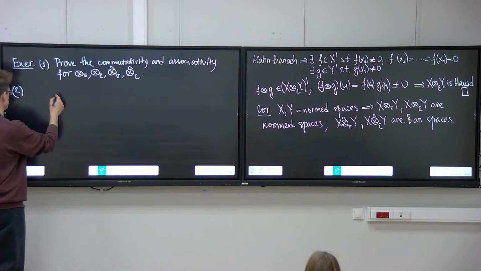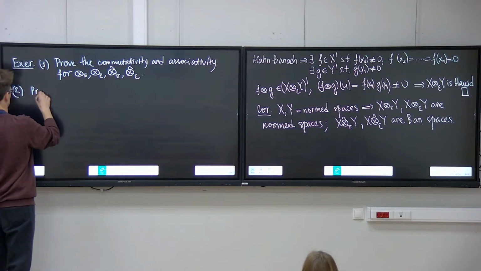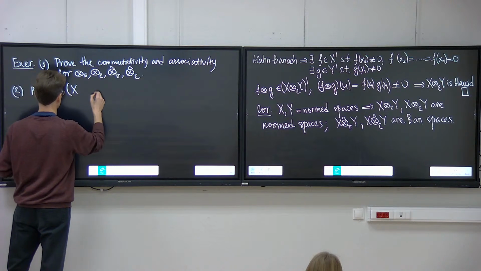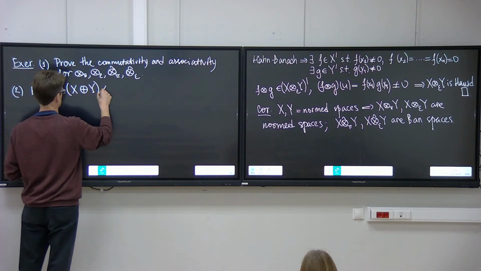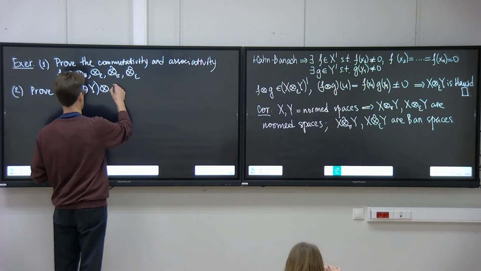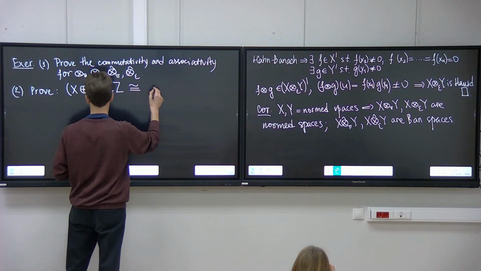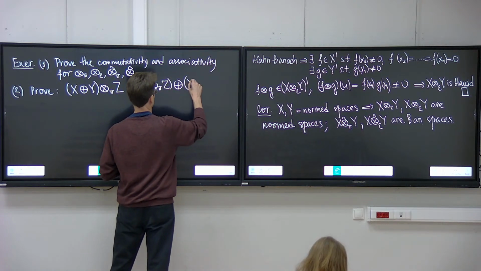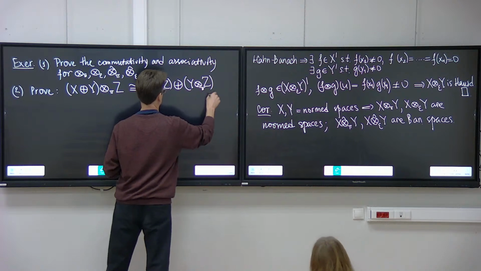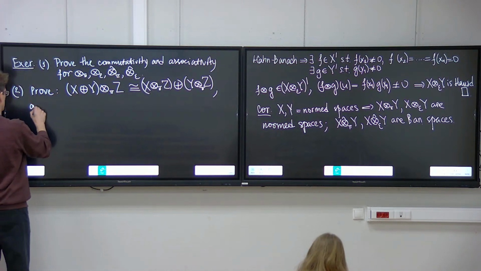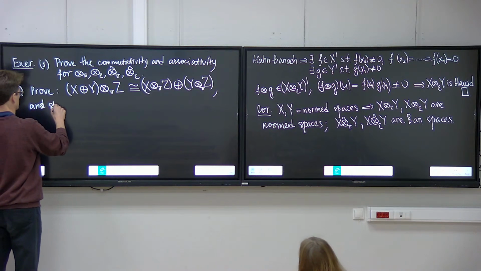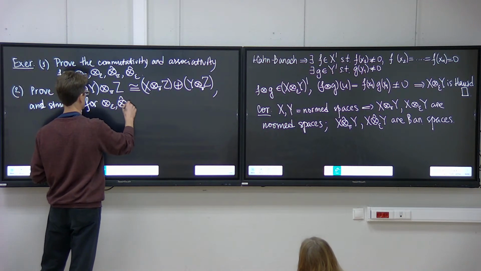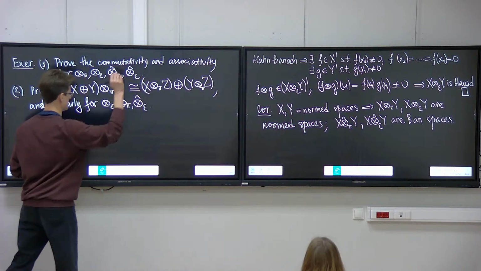Part 2 is kind of distributivity. We will have two locally convex spaces X and Y. When we form their locally convex direct sum, and then take the projective tensor product by another space Z, we get something isomorphic to X tensor Z plus Y tensor Z. And a similar formula holds for the injective tensor product and for the completed versions of the tensor products.